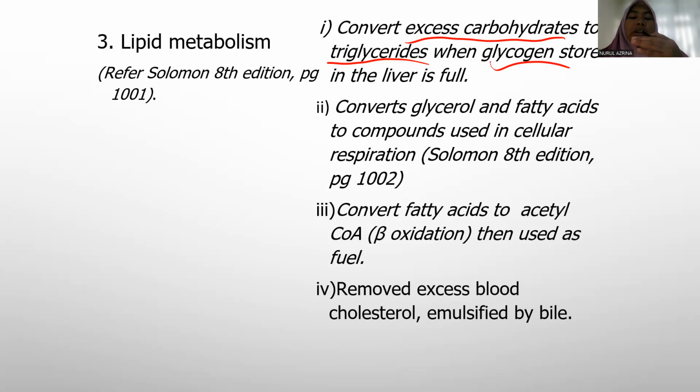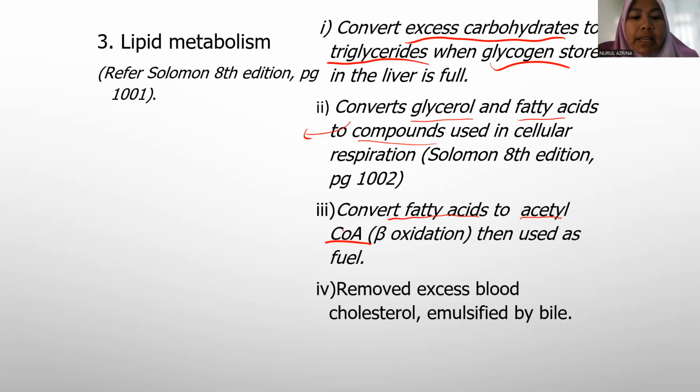Apart from that, in lipid metabolism, it can convert glycerol and fatty acid into compounds that can be used in cellular respiration. For example, it can be converted into acetyl-CoA, or other compounds in cellular respiration. You can see here, fatty acid is converted into acetyl-CoA via the process of beta oxidation. Then it can be used as fuel in cellular respiration.